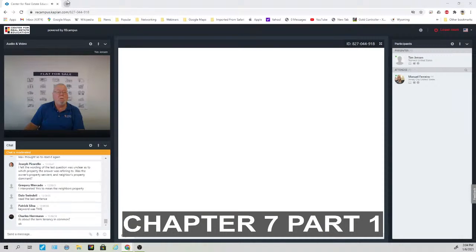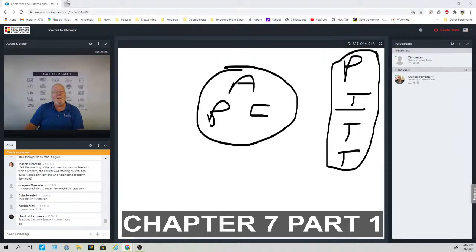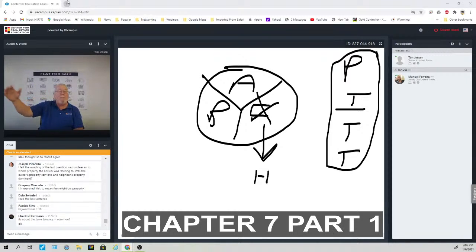So, A, B, and C all have equal possession, interest, time, and title. They have the four unities. But here's the thing. If C dies, his rights go to his heirs. There is no right of survivorship, therefore it can't be joint tenant, it must be tenants in common.